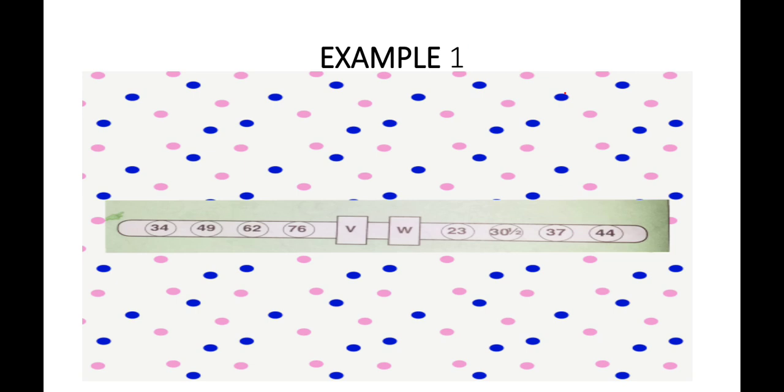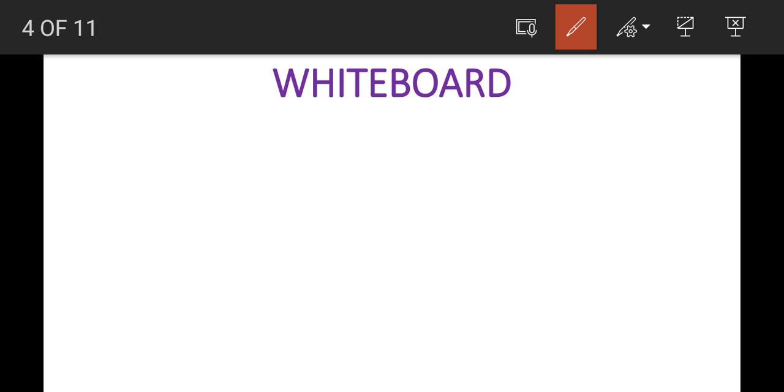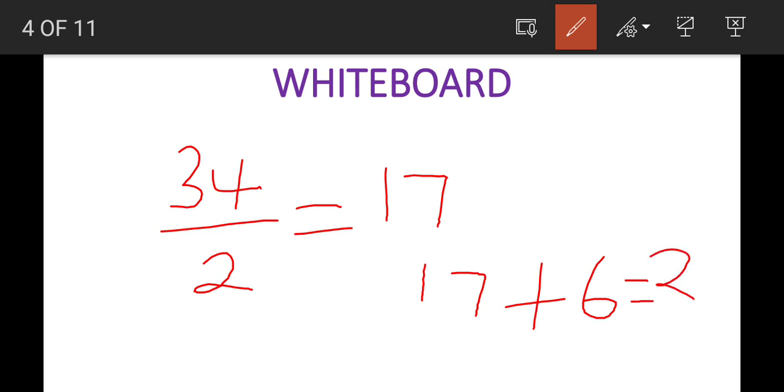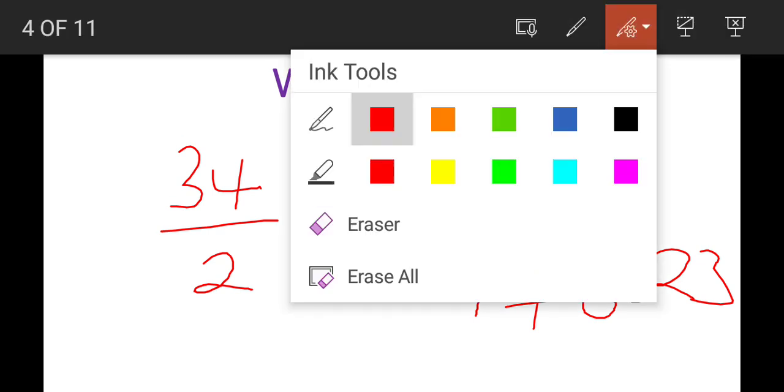Alright, so let's use one as an example now. How can we get 23? This is it. Let's go to our board. To get 23 is 34 divided by 2, which is 17. 17 plus 6 will give us our 23. Got it? That is just it. So we use the same system for all of them.